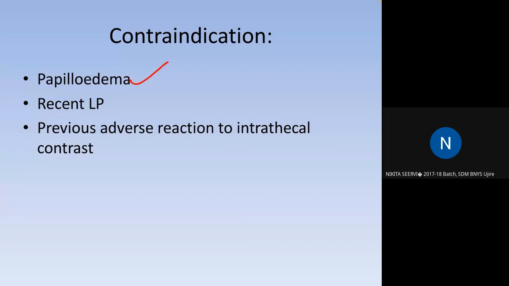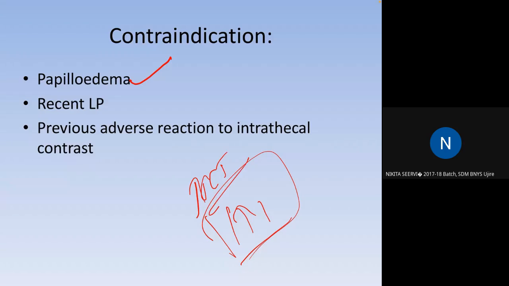Why is it contraindicated in papilledema? What is papilledema? If you have your phones in your hand, if you're fast enough you can answer. Come on. Papilledema is nothing but the retina is swollen because of raised intracranial tension. Once you already know that papilledema is there and there is raised ICT, you don't want to put another contrast inside and spoil the show.